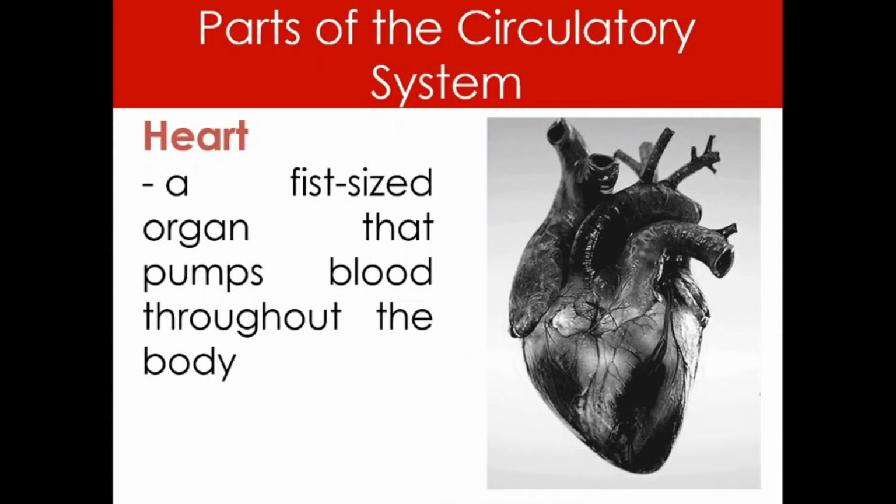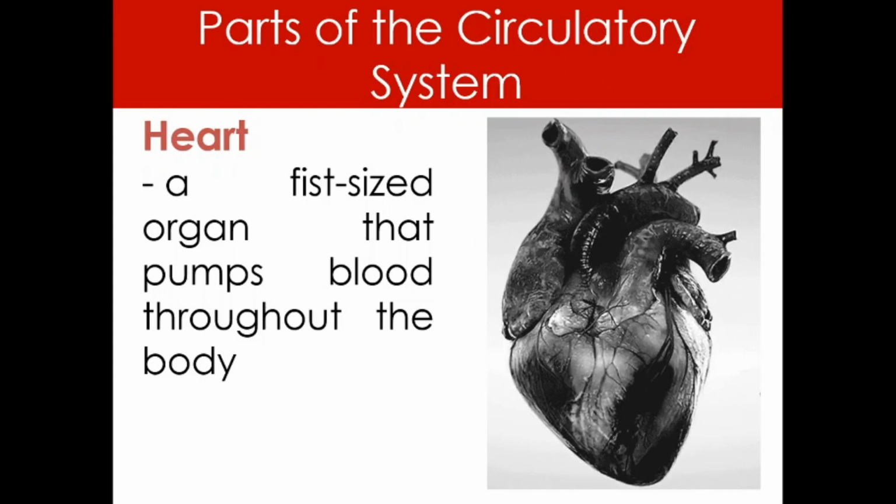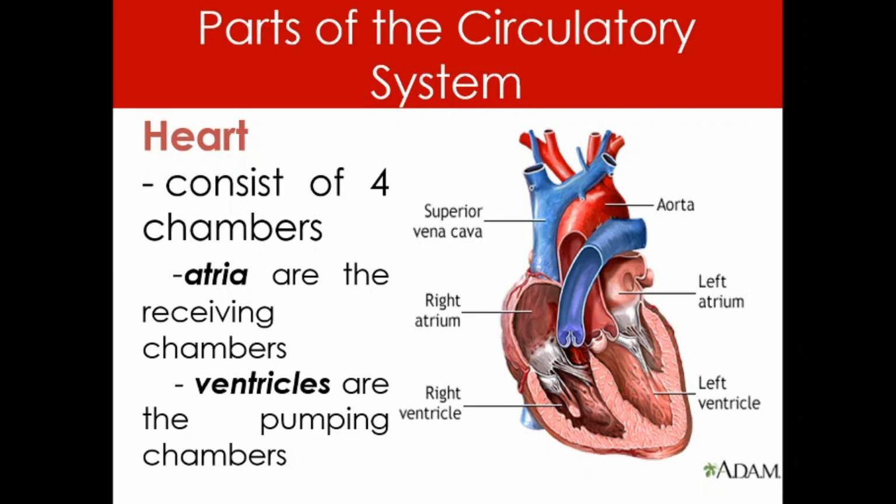Now, the last part of the circulatory system is the heart. The heart is a fist-sized organ that pumps blood throughout the body. So, yung laki ng heart natin is halos kasing laki ng kamao natin. The heart consists of 4 chambers. Okay, so we have here the atria and then the ventricles. The atria are the chambers sa taas. Okay, and then the ventricles are the chambers sa baba.